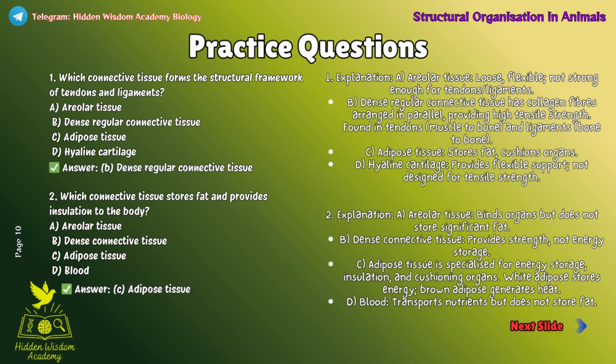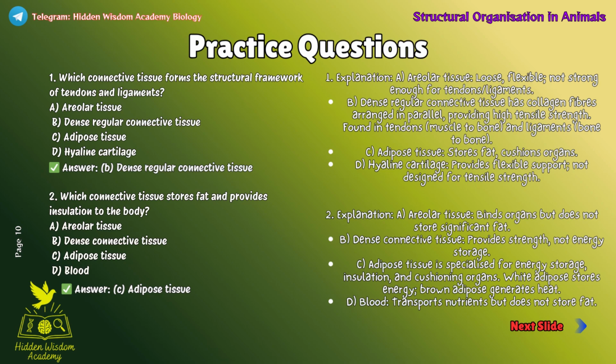Now, let's move to question 2. Which connective tissue stores fat and provides insulation to the body? Option A. Areolar tissue. Option B. Dense connective tissue. Option C. Adipose tissue. Option D. Blood.